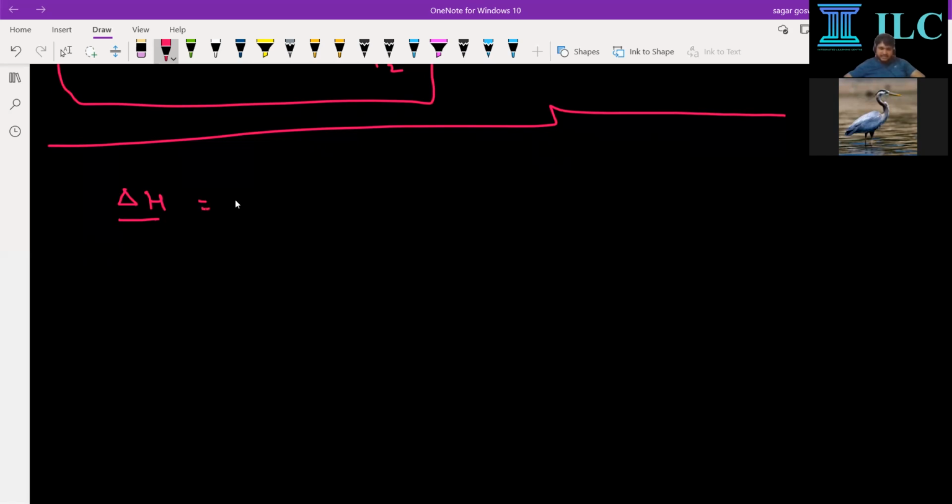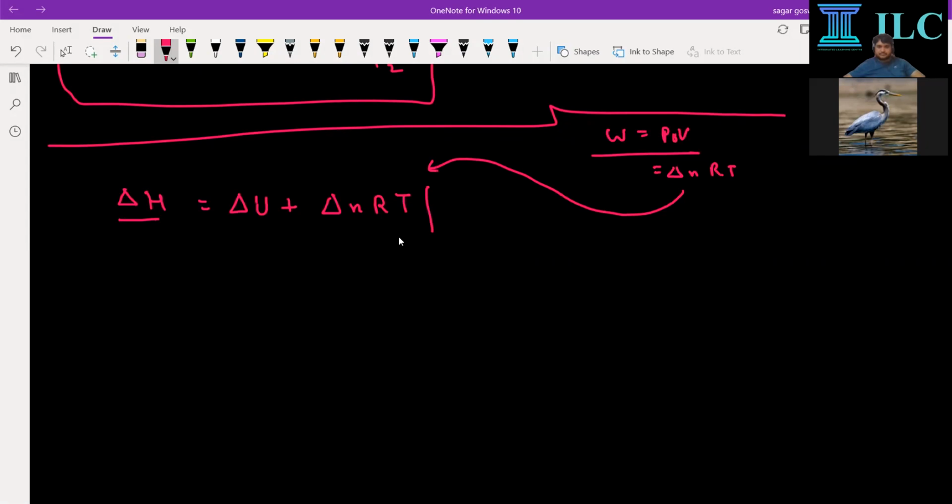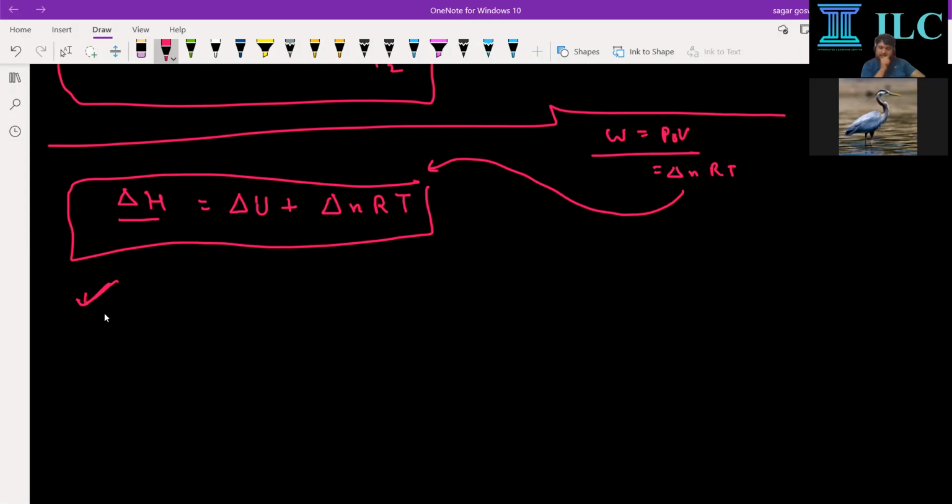So delta H is equal to delta U, the internal energy, plus work done. And work done is equal to nRT. Work done is P into delta V, and P delta V is also equal to nRT according to the given equation. So I am directly writing nRT in terms of work done. This is another formula you need to remember, delta H and delta U.